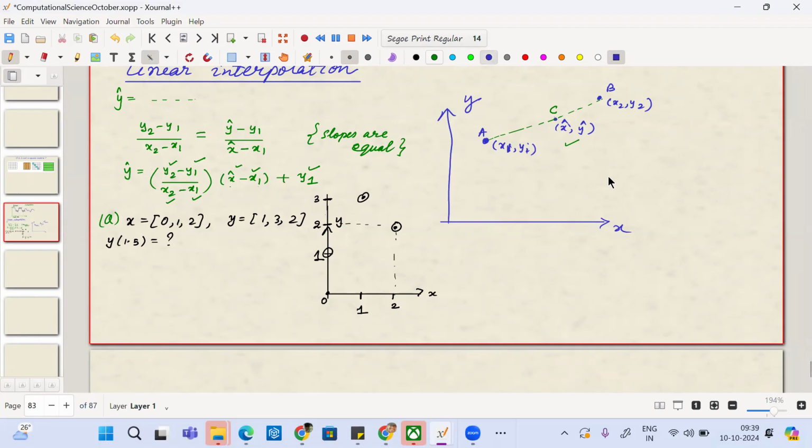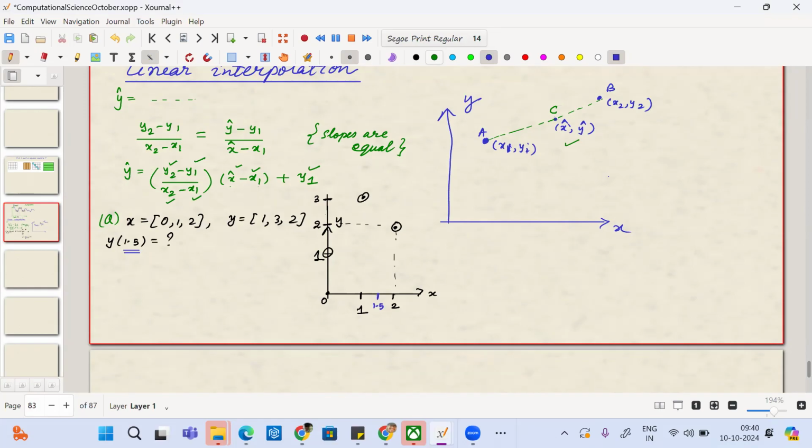Now, what he is asking in the question is the value of y at x equals to 1.5. Where should 1.5 lie? In between 1 and 2, right? Yes, in between 1 and 2, 1.5 should lie. And you want to estimate the y value. So, for interpolation, which points do you have to take? You just take the points between 1 to 2. You don't have to worry about 0 to 1 because that point is not lying there.